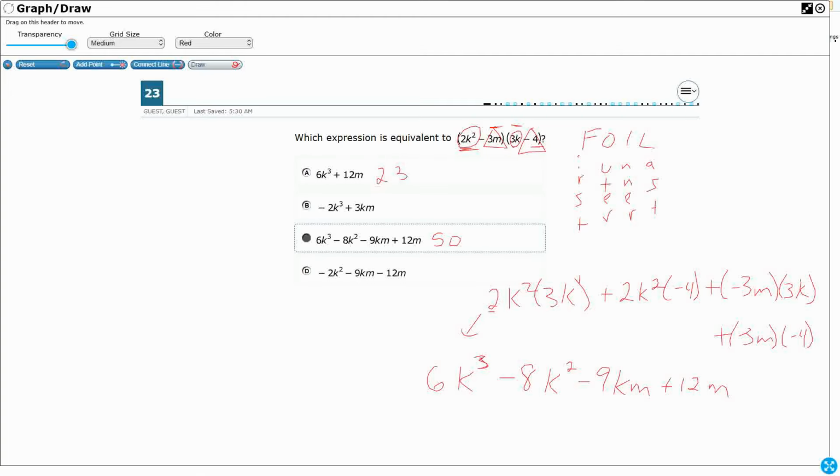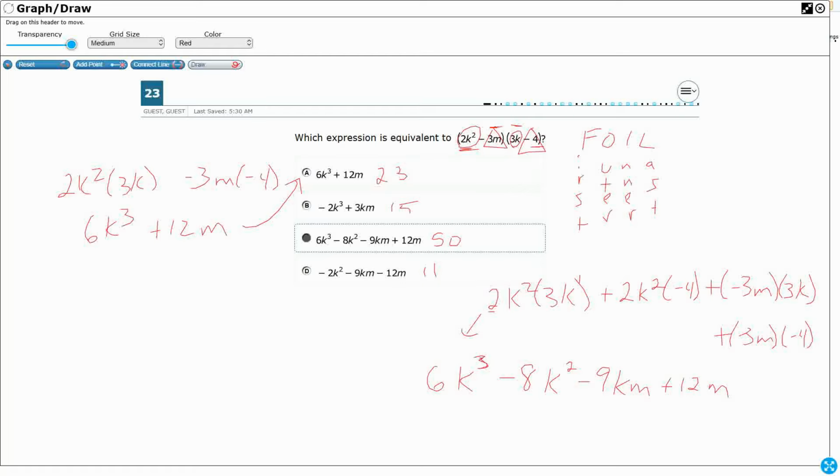We actually had 23% of our students get A. And so let's take a look at that. How do we get A? Well, if you just multiply your first and your last, right? So they just did the 2k squared times the 3k. That gets your 6k cubed. And then they did the -3m -4. They just dropped the outer and the inner. They just did the first and last, and you get your +12m. So that's how we got that. So they remembered something about the first and last. They just forgot the outer and the inner.